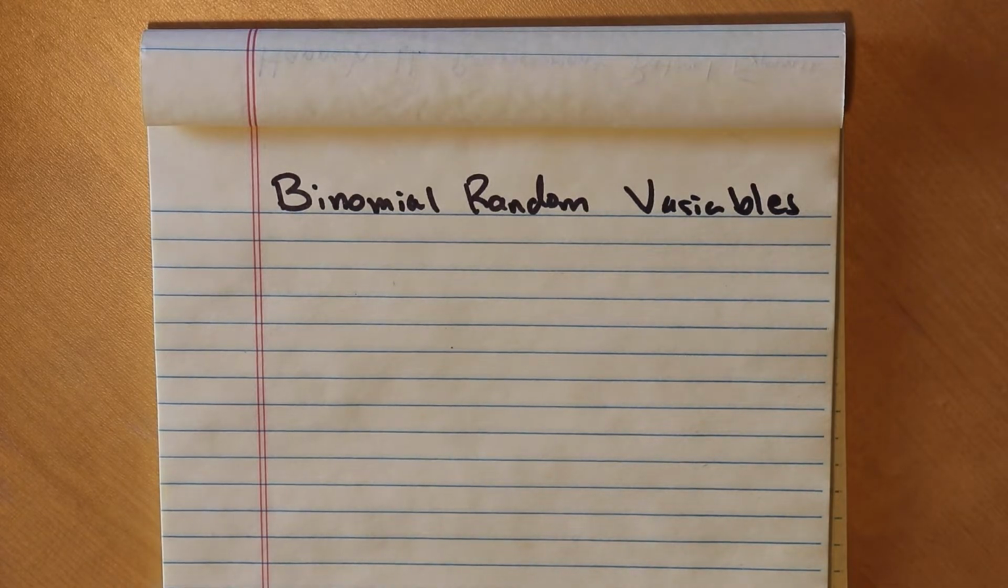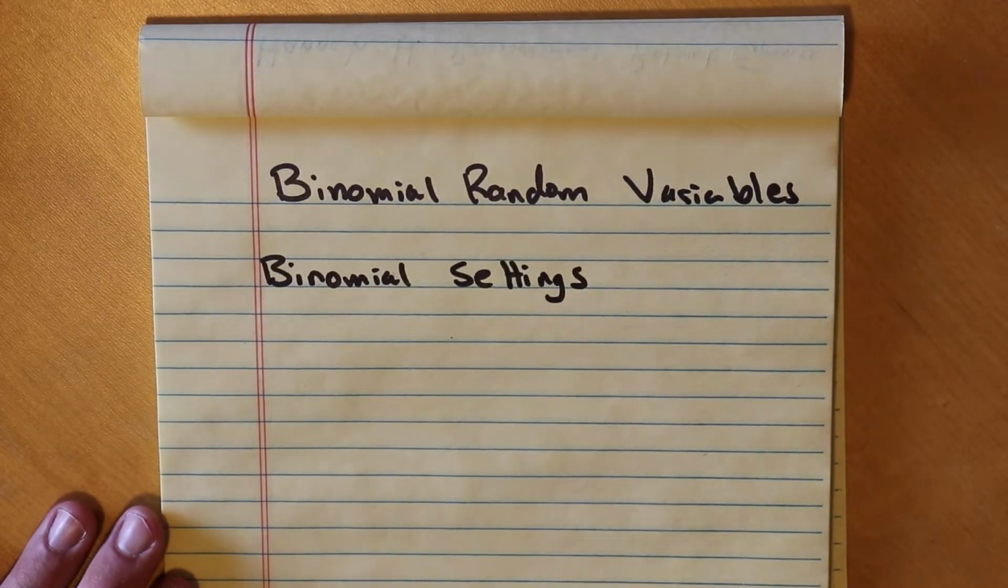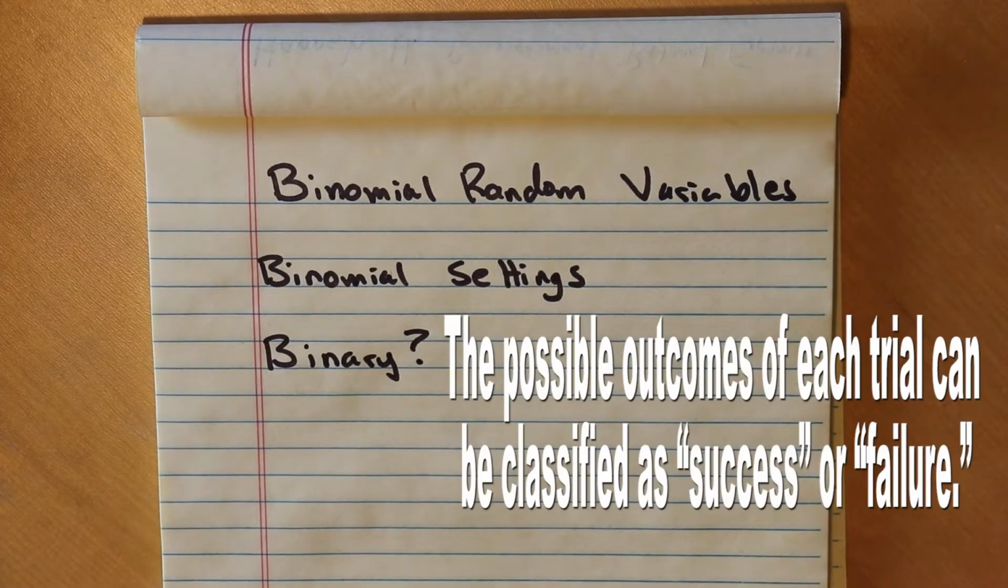So we are going to go over the binomial settings. The first binomial setting we're going to establish as binary. Binary means the possible outcomes for each trial can be classified as success or failure. In other words, there are two outcomes possible. You either get the thing you're looking for or you do not. You toss a coin 5 times to count the number of heads, which means that there's only one other option, tails.